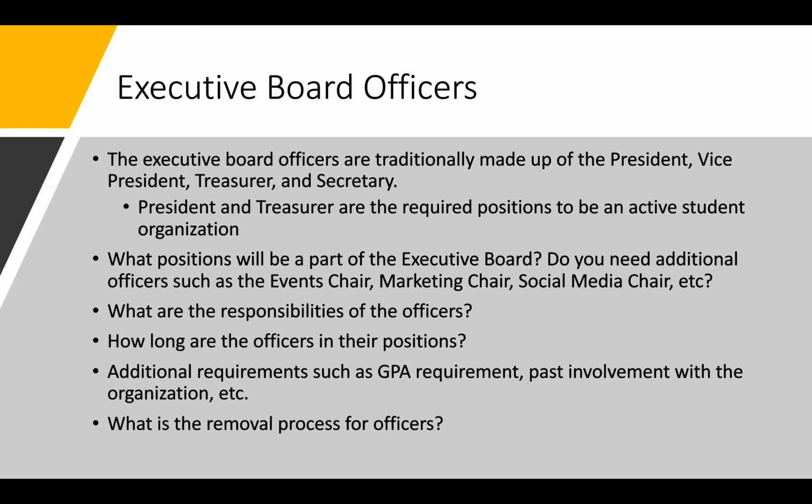Your executive board officers. This could be Article 3 or Article 4, whatever makes sense to you. I think on the template, it's Article 4. The executive board officers are traditionally made up of the president, vice president, treasurer, and secretary. Please note that the president and treasurer are required positions in active student organizations. Those are your minimum requirements. What positions will be a part of the executive board? Do you need additional officers such as an events chair, marketing chair, or social media chair? Some organizations even have philanthropy chairs, judicial chairs, anything like that.